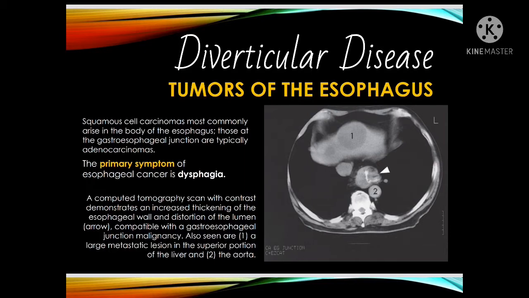Chronic irritation of the esophagus is thought to be a predisposing factor to squamous cell carcinomas, with such irritation caused by particular agents including reflux, alcohol, and smoking, and disorders such as achalasia and esophageal diverticula. So the primary symptom of esophageal cancer is dysphagia or the difficulty of swallowing.